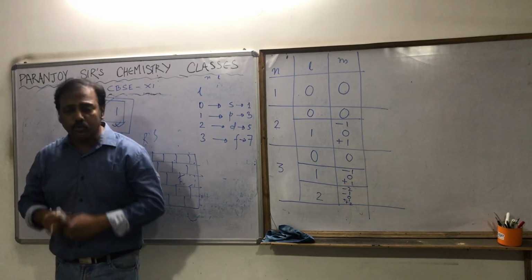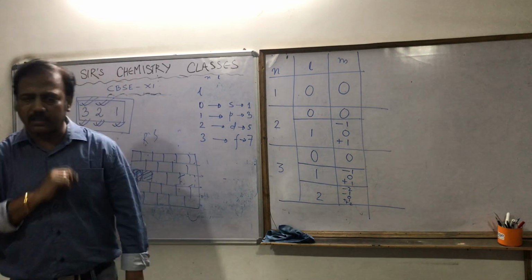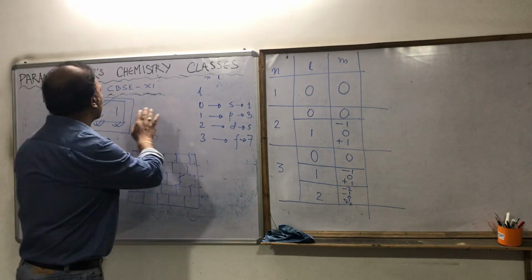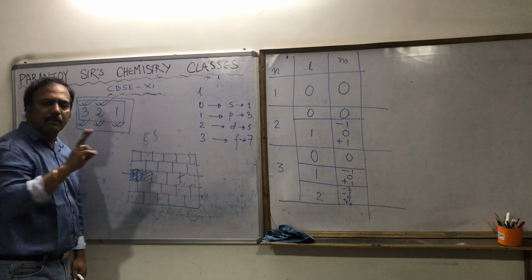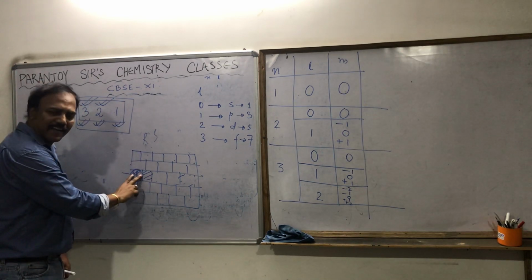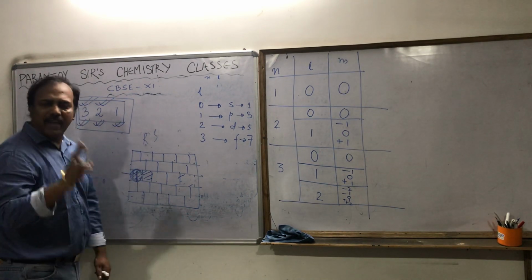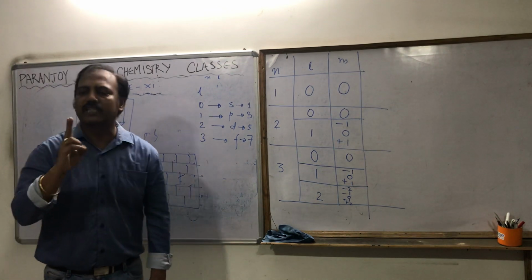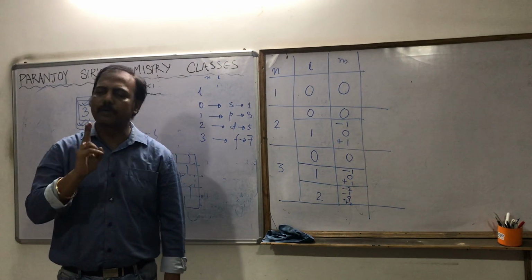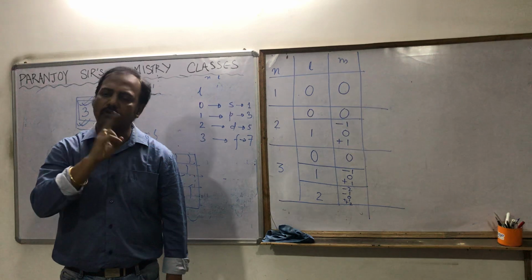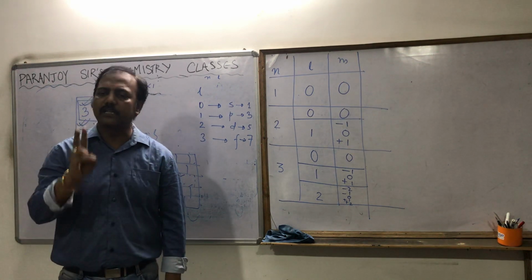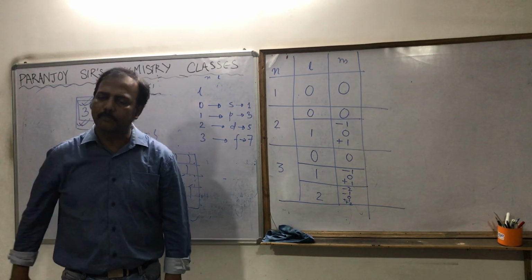So in one orbital, which I talked about, which is indicated by the set of 3 numbers, a maximum of 2 electrons can be present. One flat is an orbital. Maximum 2 electrons can be present in one orbital.